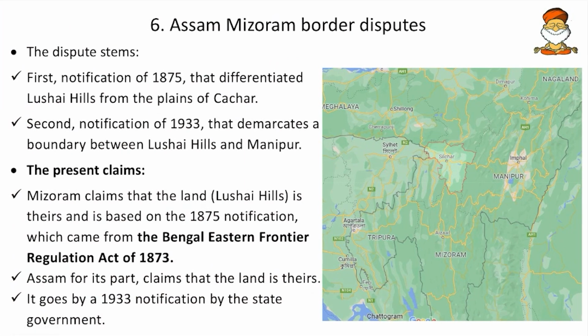So, in early 2022 and in 2021, we saw worse fighting near the Assam-Mizoram border. So here I have taken up that one. The dispute, how it stemmed, that is the first notification of the British in 1875. That differentiated Lushai Hills from the plains of Kachar. The second notification in 1933 demarcates a boundary between Lushai Hills and Manipur.